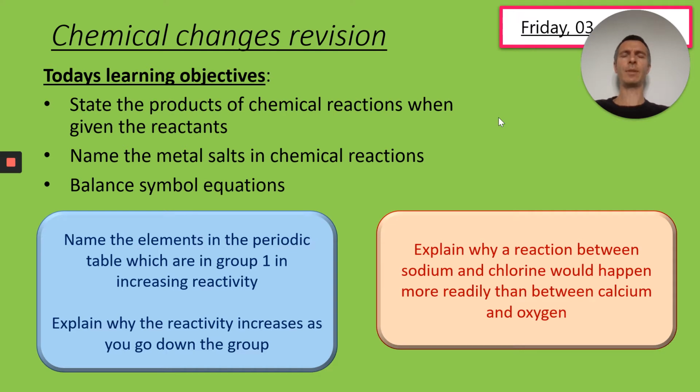You need to be able to name the products of some chemical reactions with the given reactants. You need to be able to name the metal salts in chemical reactions, and also have a go at balancing the symbol equations. Two starter activities to kick you off, folks. So could you either have a go at the blue task or the pinky orangey task, please? Pause the video and have a go at those, and then I'll go through the answers with you. So pause the video now, please.